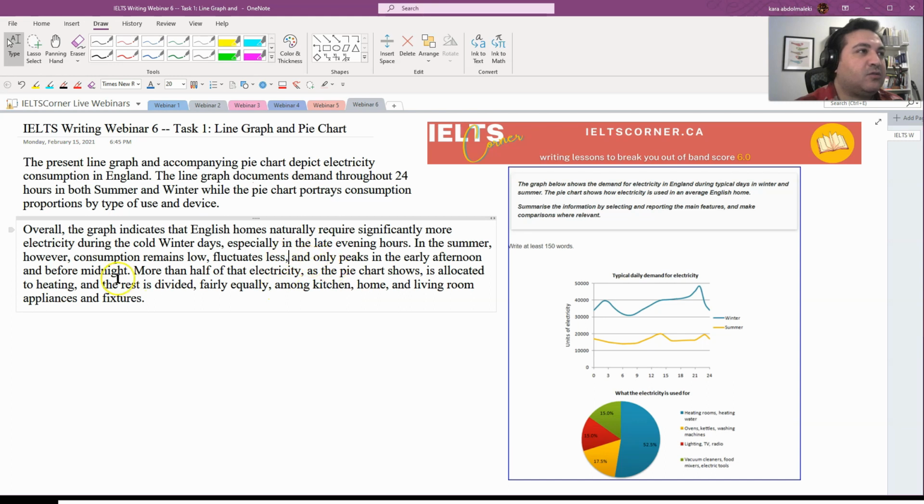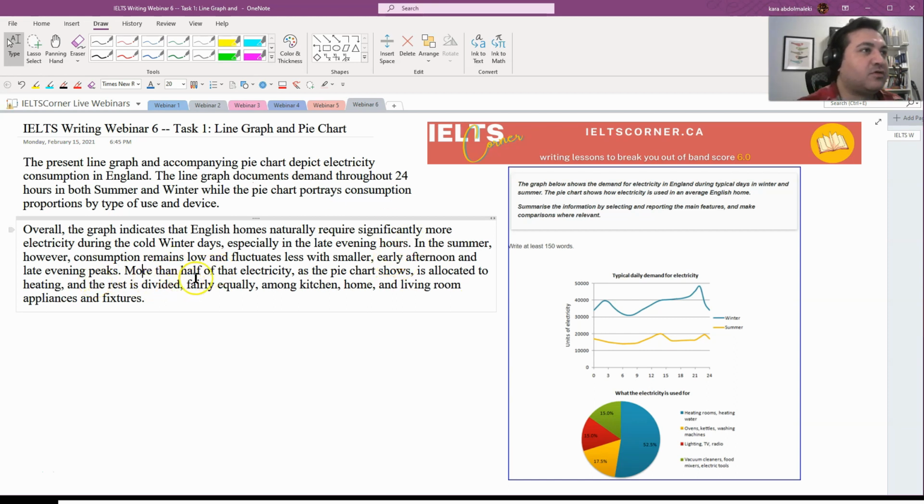And here I want to add a little bit more detail and reduce wordiness at the same time. So here I will take away the parallelism, I will say, and fluctuates less with smaller peaks in the early afternoon and before midnight. And here even I'm going to reduce the wordiness a little bit more with smaller early afternoon, late evening peaks. And then I can delete all of this. So that's way less wordy and it packs more details.